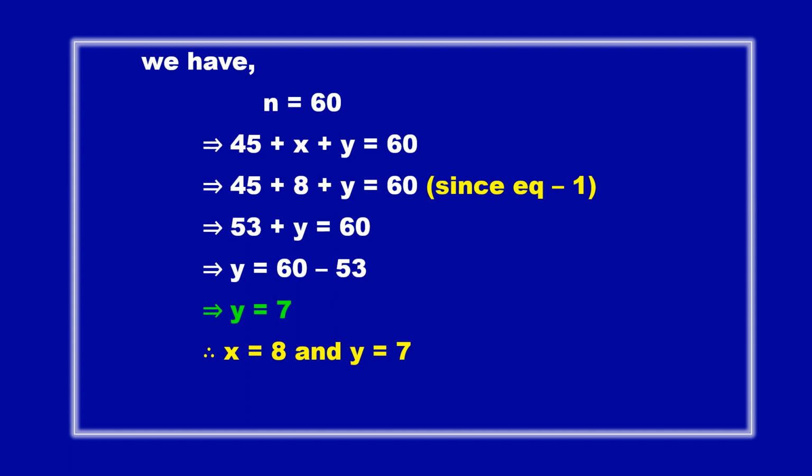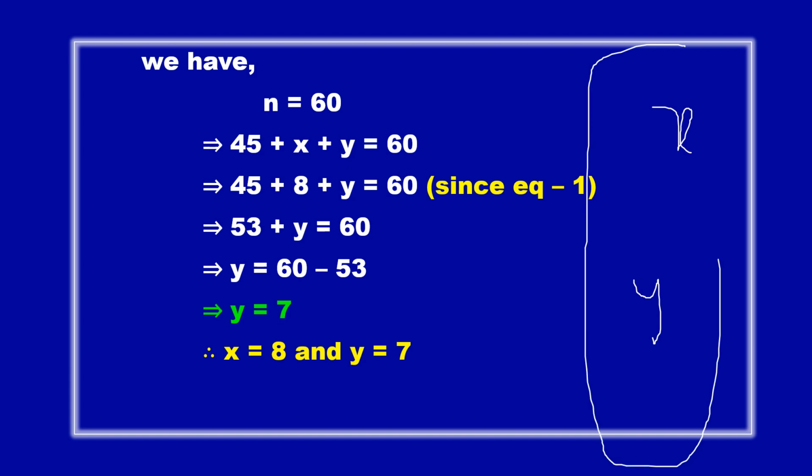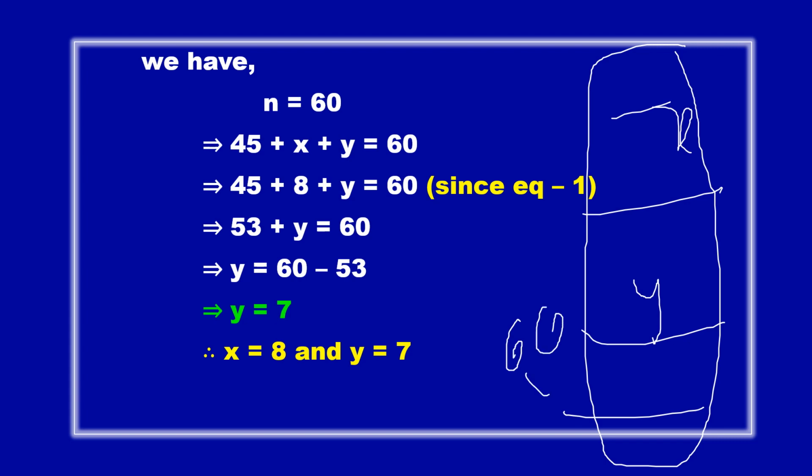Okay, now you can put these values as X and Y in your frequency column, and you add all frequencies. Then you check whether you are getting 60 or not. If you get 60 as your total, then whatever answers you got as X and Y, they are correct. Understood? Let me recall again.